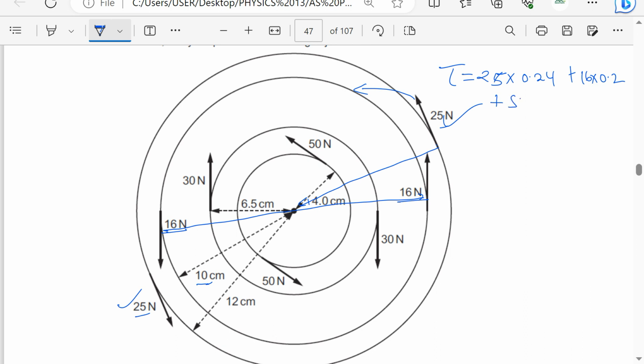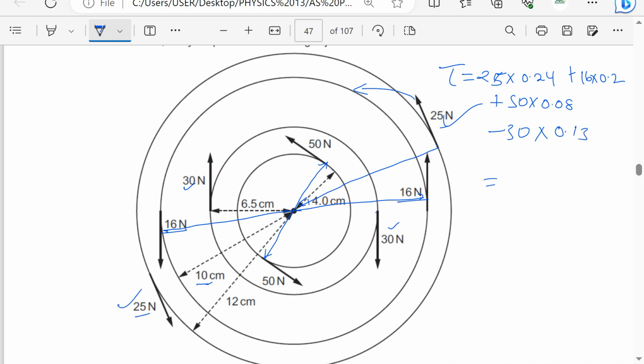So it will be 50 times the perpendicular distance. The distance is this one here, which is the diameter of that small circle. 4 centimeters is the radius, so it is 4 times 2, 0.08. So this is going to be 0.08 meters. Then I think those are all anti-clockwise. Then I'll say minus the clockwise. Clockwise, we have 30. It is causing a couple, which is clockwise. So we shall say minus 30 times the perpendicular distance between them, which is 6.5 plus 6.5. That is 13. So that is 0.13.